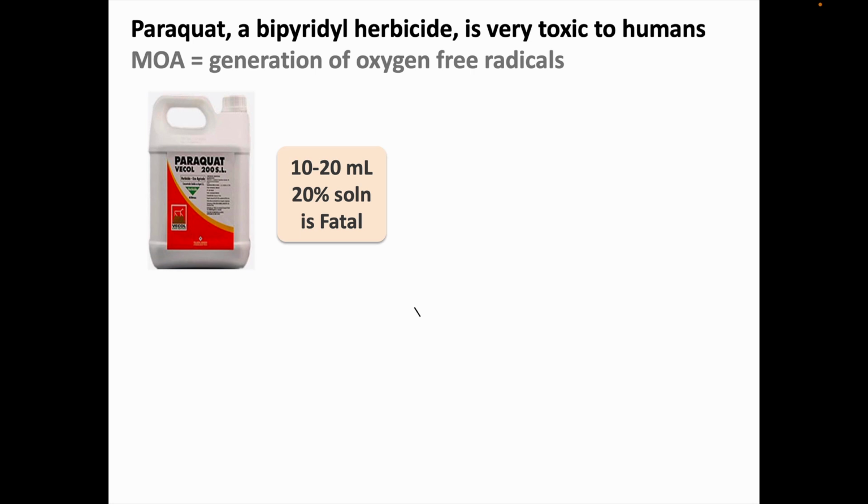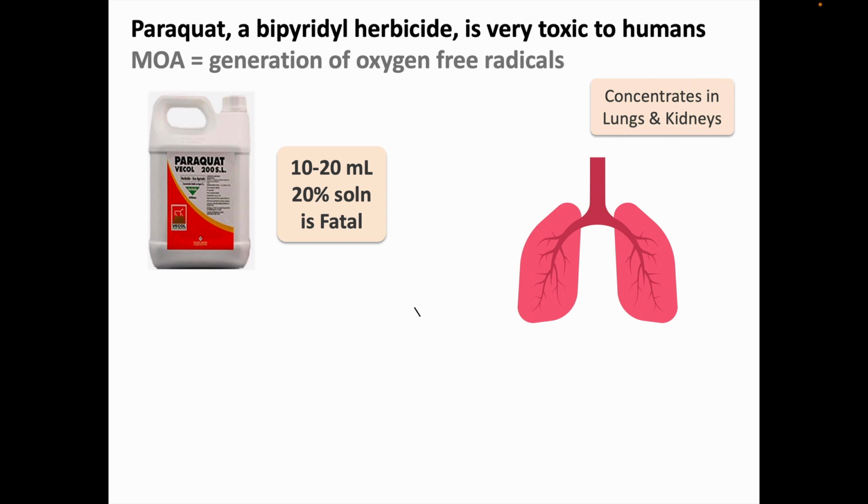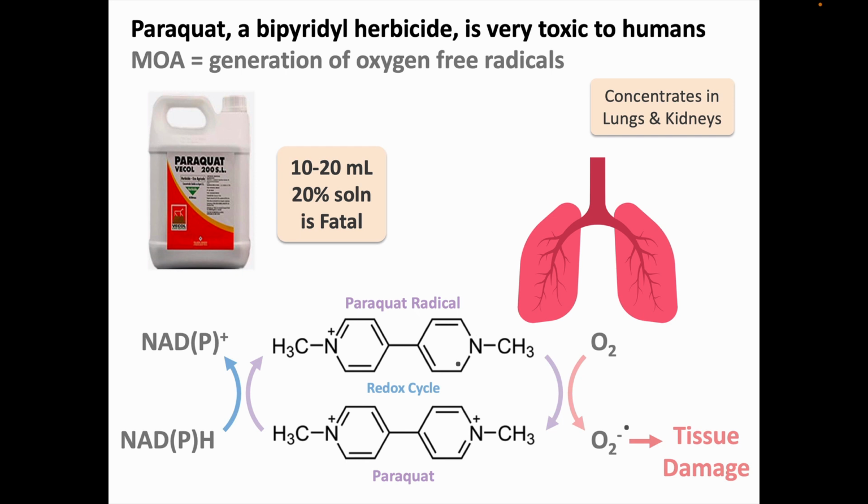Paraquat is a bipyridyl herbicide that is not only toxic to plants, but is also very toxic to humans. 10 to 20 milliliters of a 20% solution can be fatal. Once ingested and absorbed, Paraquat concentrates in the kidney and lungs, and its mechanism of action is to generate oxygen-free radicals. There's a redox cycle where the Paraquat goes back and forth between its usual form and a Paraquat radical. With each cycle, it converts a molecule of oxygen into O2-, a superoxide radical.